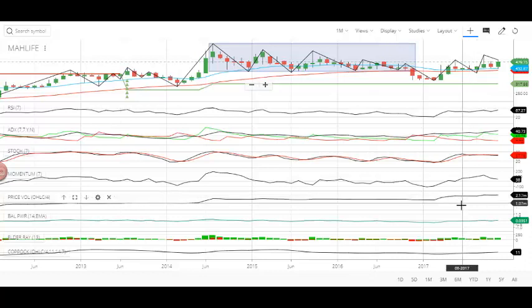Balance of power and LRA are both in sync with each other, and both are telling us that the stock is in a bullish phase. The Kopeck curve is also saying that the stock is in the buy zone. But the strength of the Kopeck curve is very low here. It is just lying on top of the baseline.